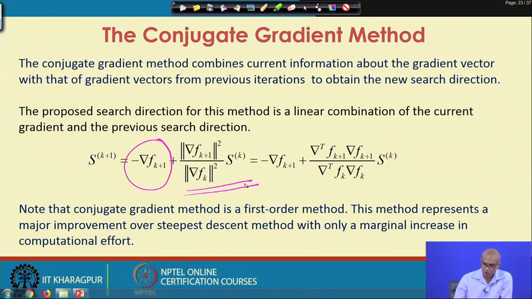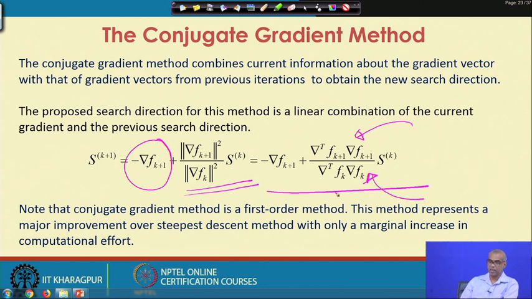This can also be written as minus gradient f plus gradient f transpose into gradient f divided by gradient f transpose into gradient f. The numerator is evaluated at the k plus 1th iteration, that is x k plus 1, and the denominator is evaluated at x k, and the search direction is evaluated at x k. That means, the search direction from the previous step.